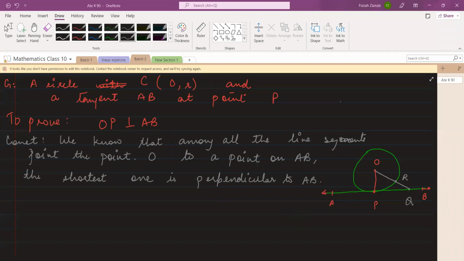So, anyway, I was saying that we know that among all the line segments joining the point O to a point on AB, right? I can take any point on AB and I join it with O. So I can have so many lines. Now, among all those lines, the shortest one is perpendicular to AB. We know this. Is that clear?